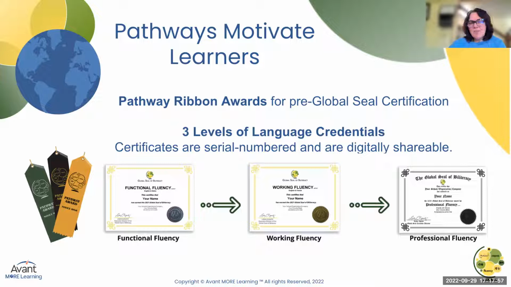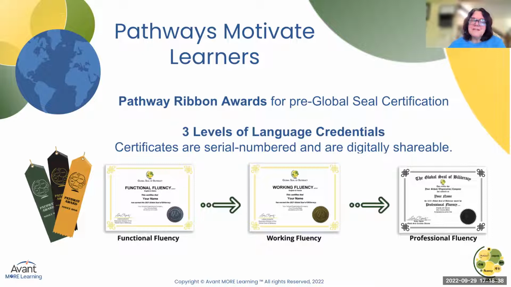And when they reach a threshold, they meet a level of proficiency in speaking, listening, reading, and writing, more than one or more of those skills is going to be at a higher level. So the student decides, oh, I just have to work a little harder and I can get to the next level of the ribbon or the next level of actual workplace certificate credentials. And so that's really what we've tried to create. So we have a pathway with ribbons for those students who are not yet at a Global Seal of Biliteracy level, but we recognize them and keep them excited.